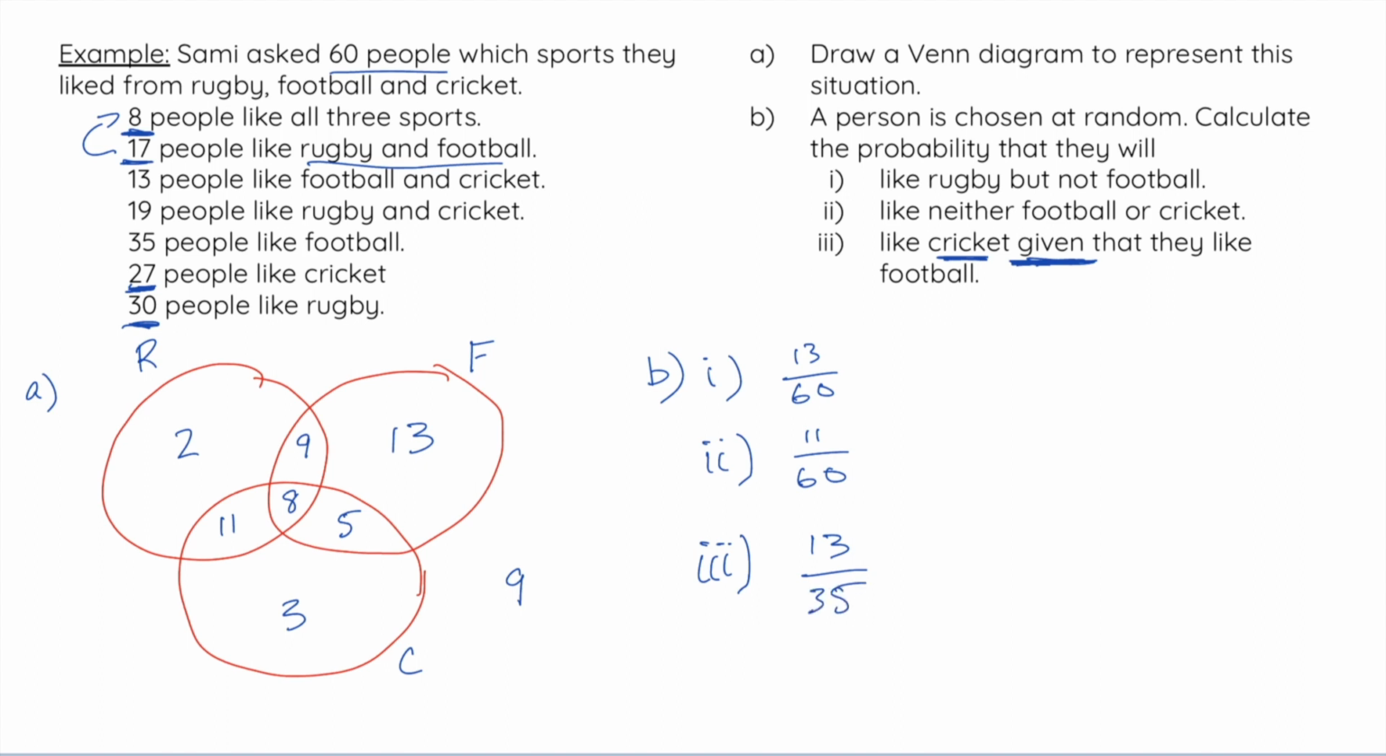And we can leave those as fractions or write them as decimals. But that's how we use Venn diagrams to calculate probabilities.